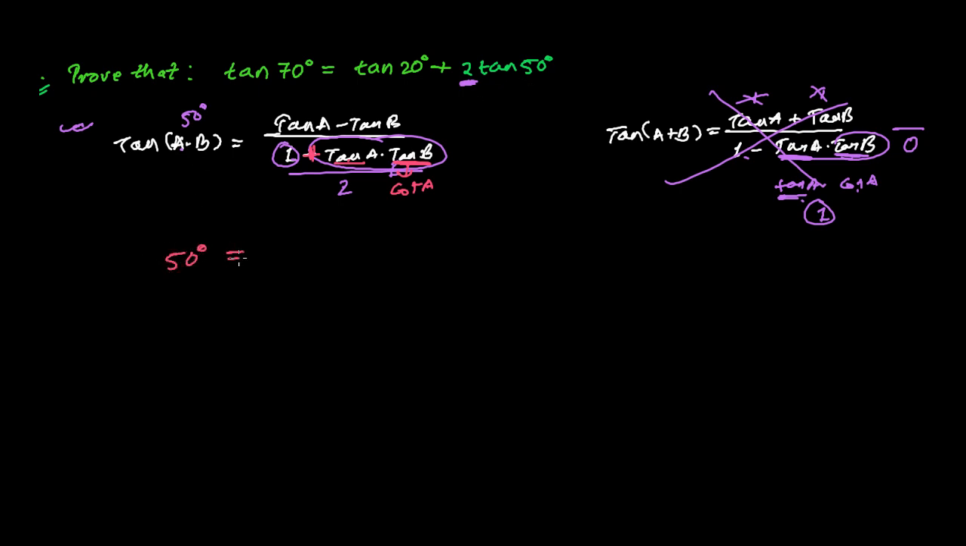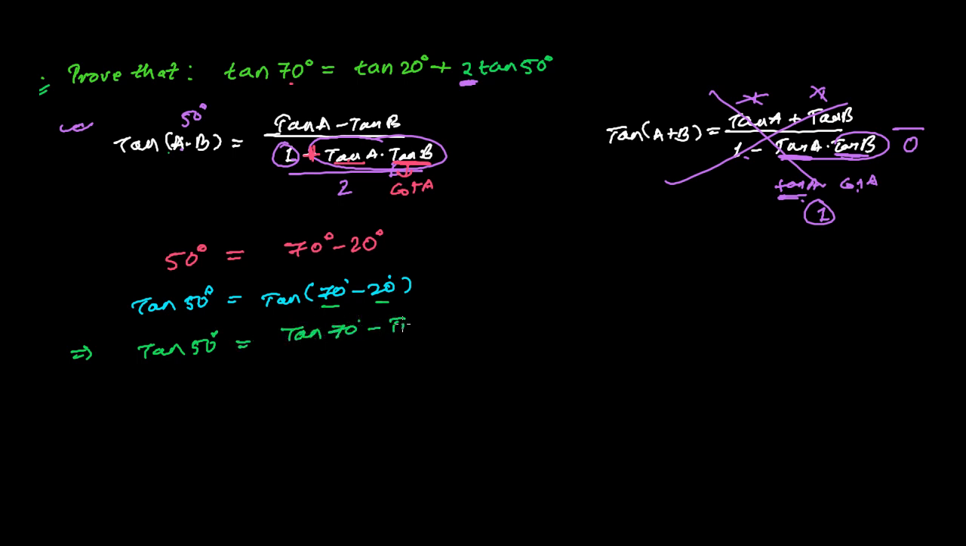All right, so 50 degrees is equal to, now it is 70 and 20, and we know that 70 minus 20 is 50 degrees, so I can write 70 degrees minus 20 degrees, and next I'm going to take tan on both sides. So tan 50 degrees is equal to tan (70 degrees minus 20 degrees). Now I'm just going to use the formula of tan (a minus b). So tan 50 degrees is equal to (tan 70 degrees minus tan 20 degrees) divided by (1 plus tan 70 degrees times tan 20 degrees).